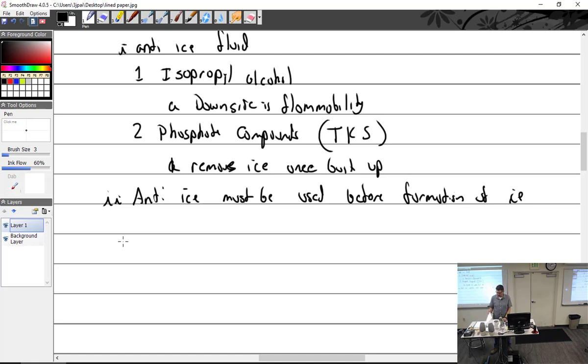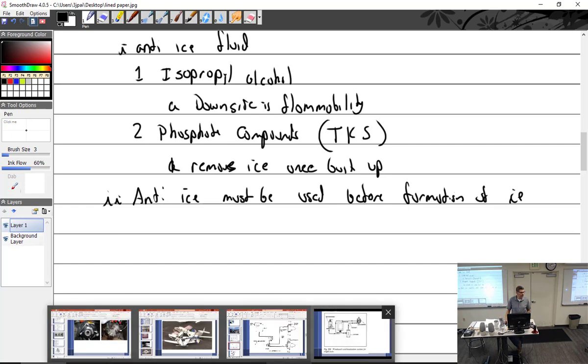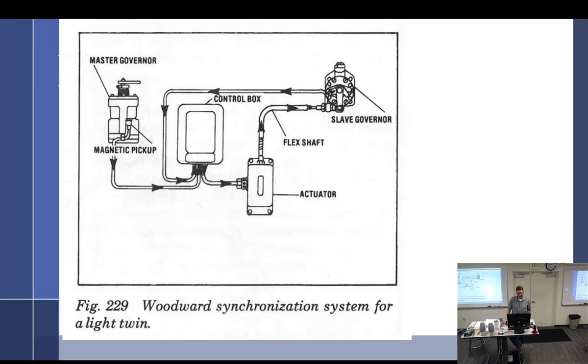All right, so how does this system work here? Well, it's actually very simple. So the TKS will remove ice once it's built up. I know, that's why I don't want to write that, because the TKS does. Things change.